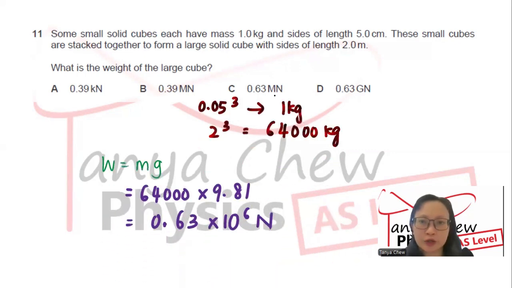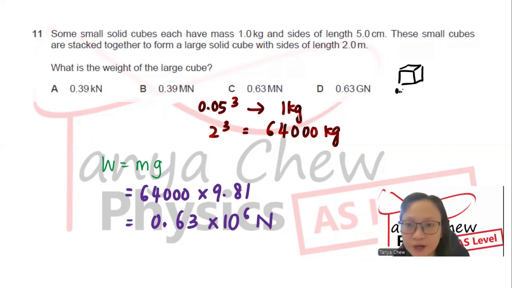So I have a small little cube. You remember a cube is about 3D. That is why I cube it, because one length is 0.5, 0.5, and 0.5. That is why you have to find the volume of a cube, because they are talking about a cube after all. It is not a square. It's equal to 1 kilogram. So you want to form a large cube, which is 2 meter, 2 cubed. You get 64,000 kilogram. Just use W equals mg, mass times gravitational acceleration.